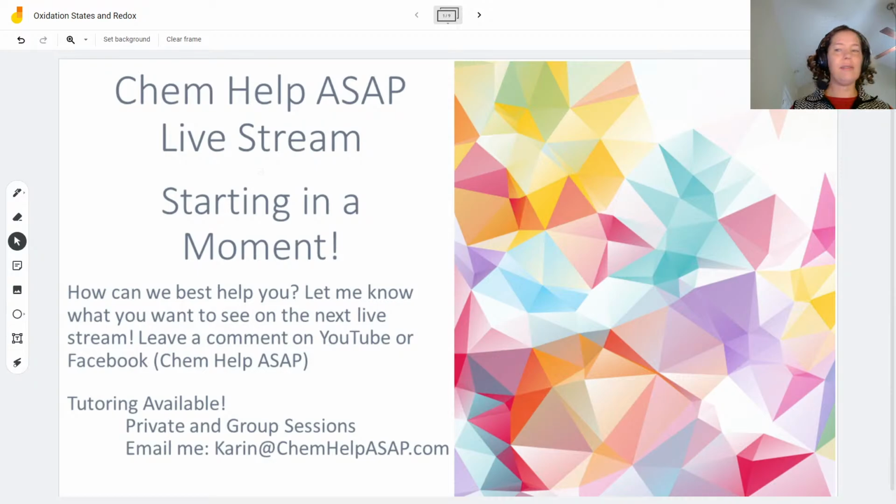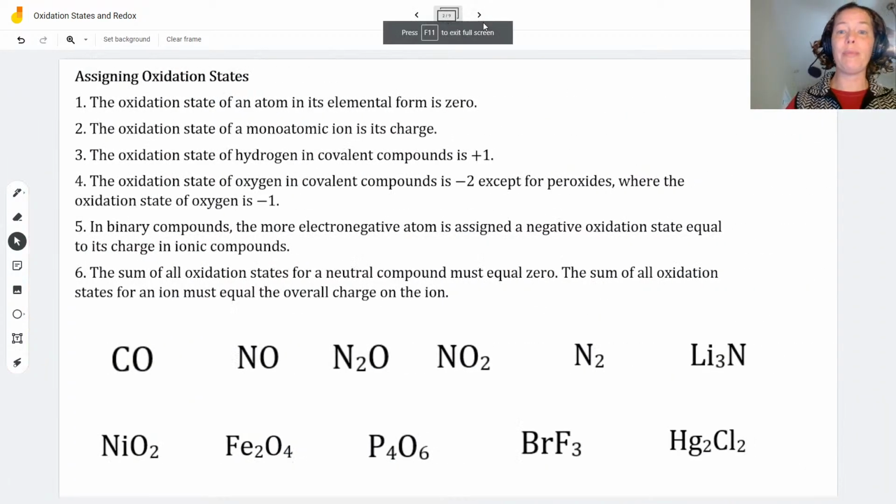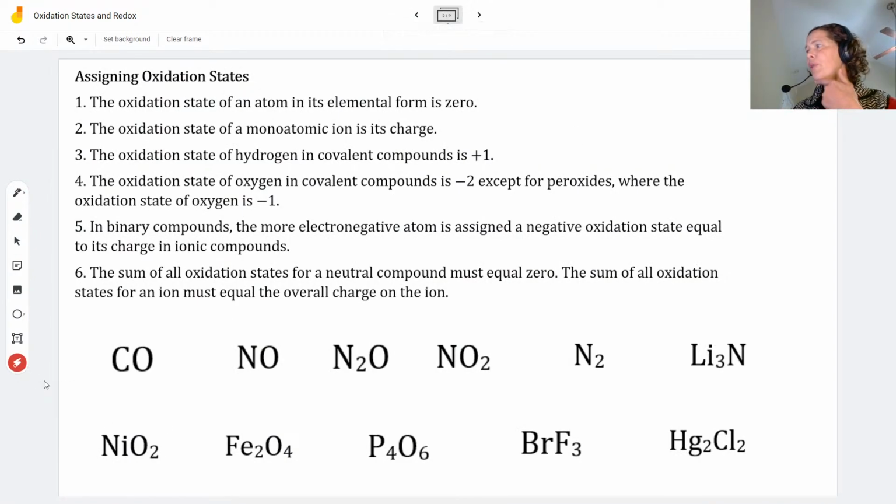And let's go ahead and get started with our first couple of problems here. First, I want to go over the rules for assigning oxidation states. We've got 6 rules, or really 6 guidelines for this. We're just going to go through these 1 through 6, and then we'll do some practice, because I really feel like these rules start to make sense more when you actually start practicing with them.